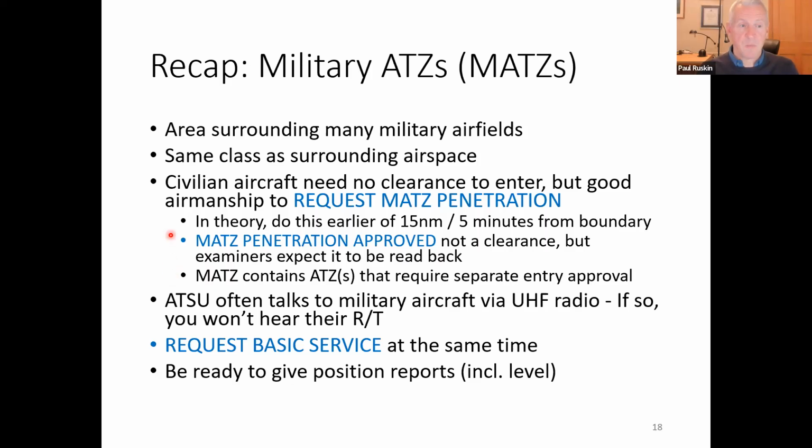Whilst you can, in theory, go into a MATS without asking, you cannot go into the ATZ without asking. Generally, these are all military units. They will be talking to military aircraft via UHF radio, and you won't hear the aircraft RT. They may do what's called bandboxing, so you'll hear them making the calls, but what you won't hear is the response. When you call them, you can request the basic service at the same time as you ask for MATS penetration, and be ready to tell them where you are, including your level.